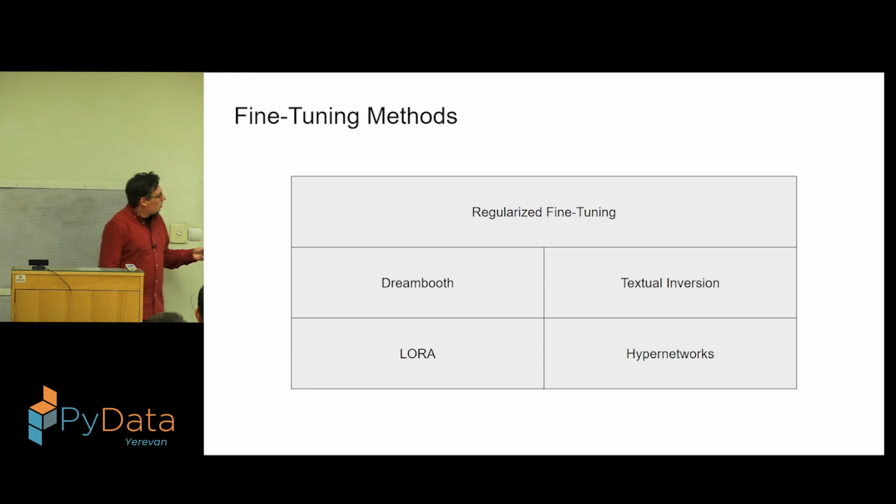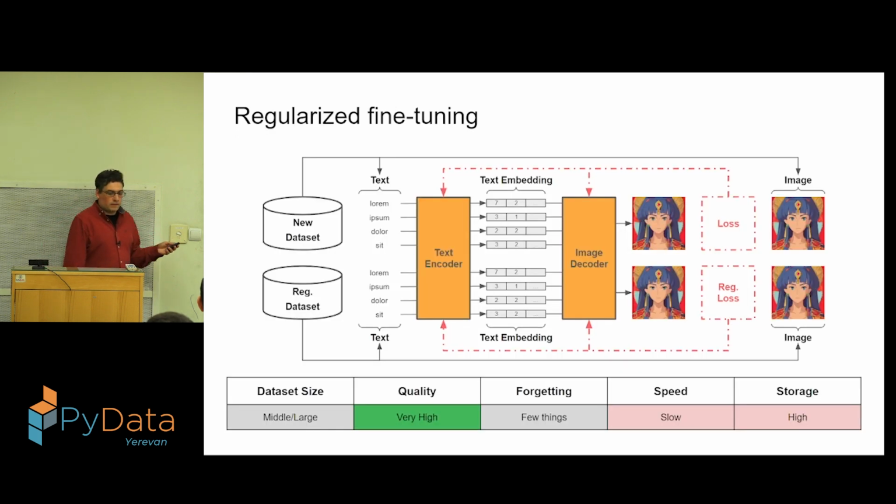So in general, we have a very large amount of different fine-tuning methods. It's a very hot topic in generative AI for now, and almost every day the community has created something new in this topic. But for today, I will discuss 5 different methods. And the first one is regularized fine-tuning.